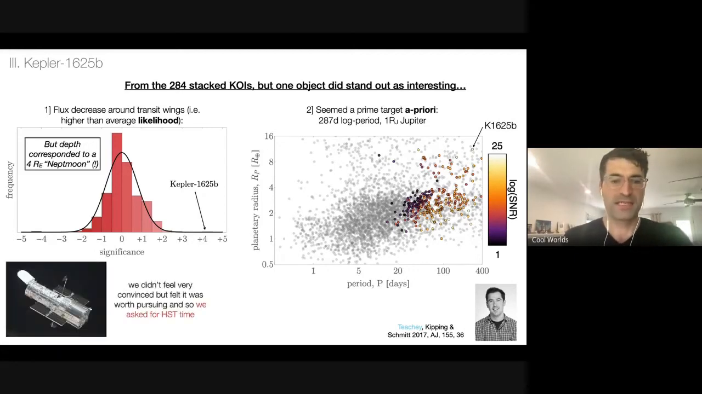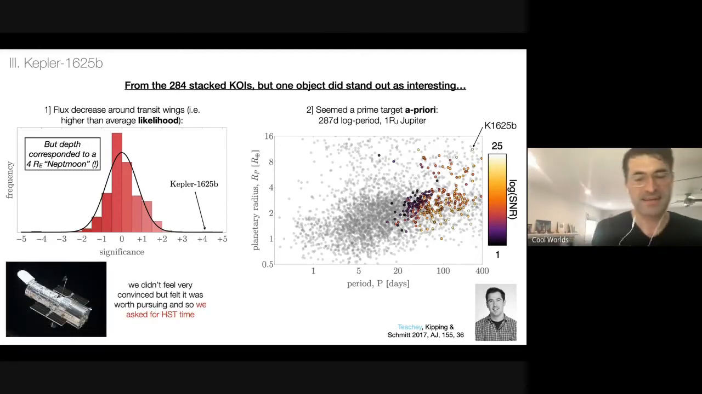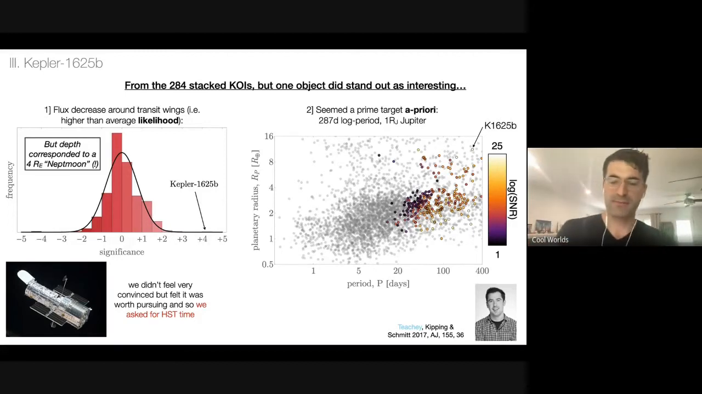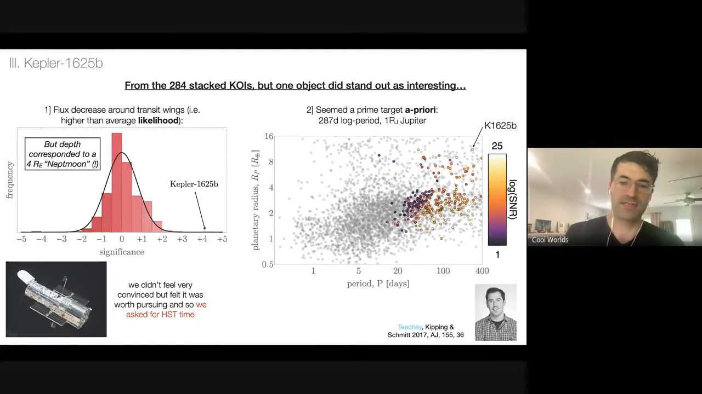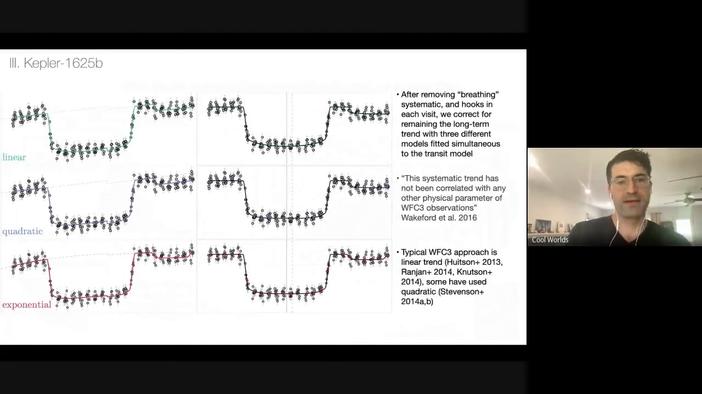a moon. So we didn't feel this was compelling to write a paper and claim we found a moon, but we did think it was a good excuse to ask for Hubble time. And Hubble agreed, the TAC agreed, and gave us some telescope time to look at it, chase it up. And then we got the data.